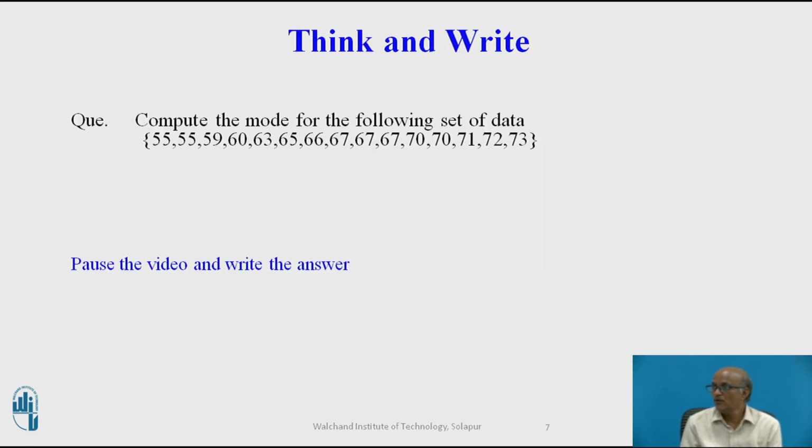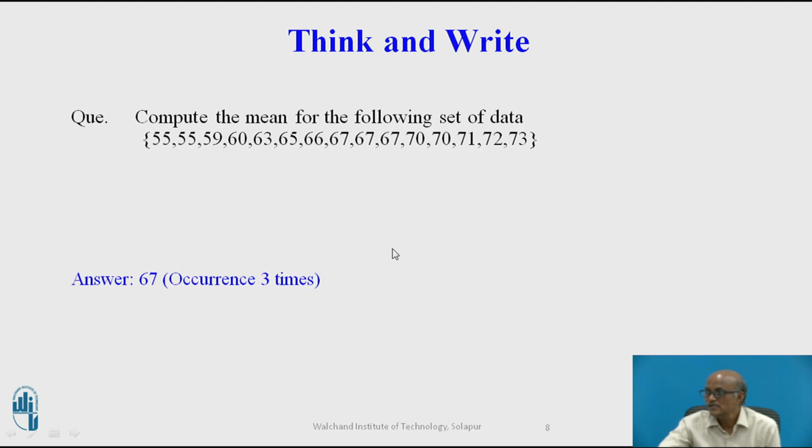Compute the mode of the following set of data. The data set is given to us. Now find out which number is occurring more times. I'll take a pause over here; write your answer on a paper and guess the answer. The answer is 67 because 67 has occurred thrice, 1, 2 and 3, whereas all the other numbers have occurred less than 3 times.